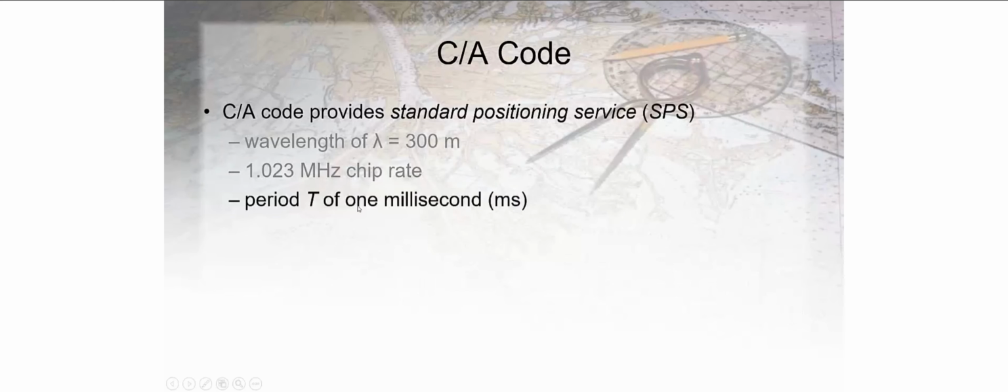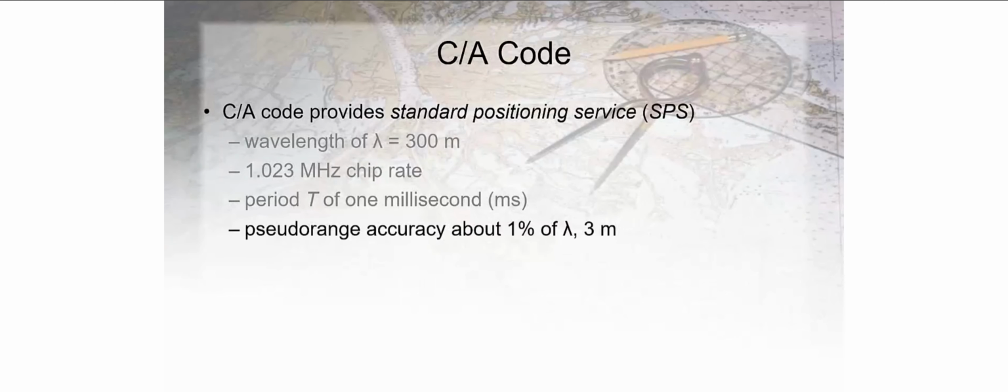The CA code is actually known as the standard positioning service. And this is what we currently have. Its wavelength is about, the C code, in other words, just the C code, not the frequency, is about 300 meters. So it's a 1.023 megahertz chip rate, which means it repeats every 1 millisecond. So every millisecond, every thousandth of a second, this CA code is repeated.